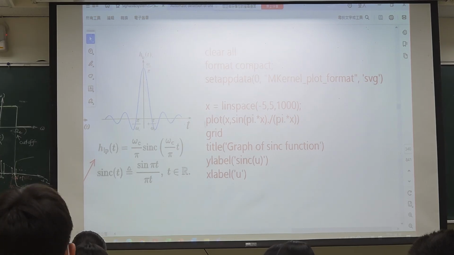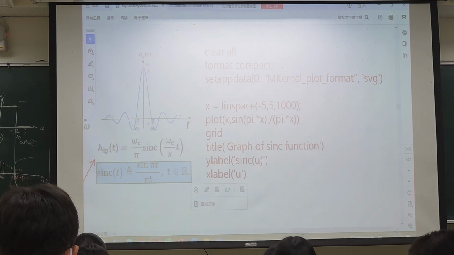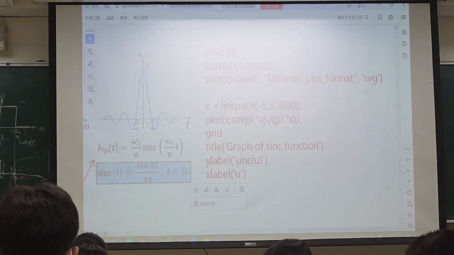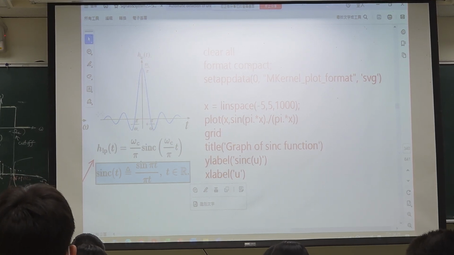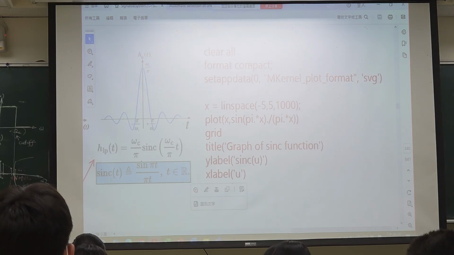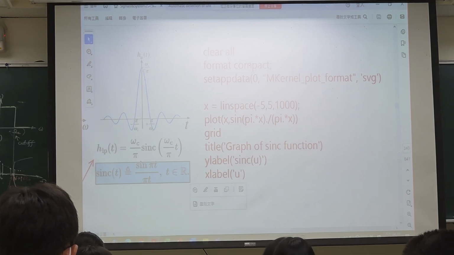So again, this small program is just for you to be familiar with what the sinc function is and how it looks. Your curve will be very similar to this one, but there's a peak in the middle at t equals 0, and then some ripples.